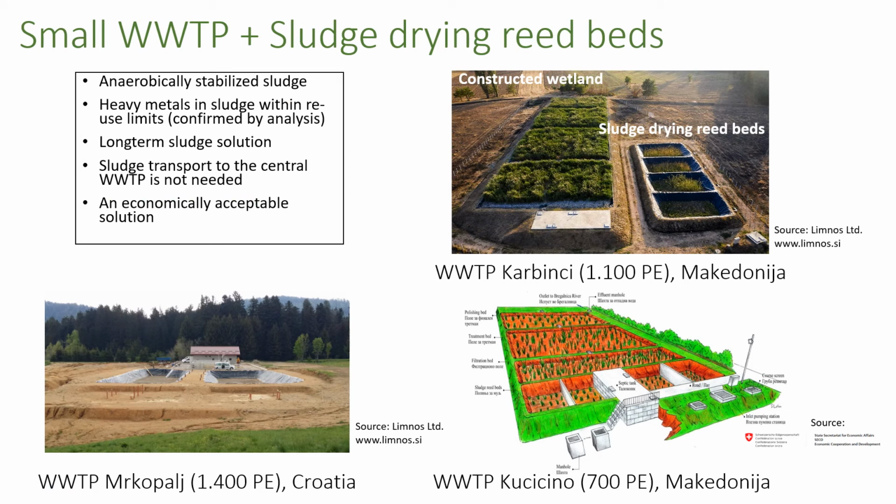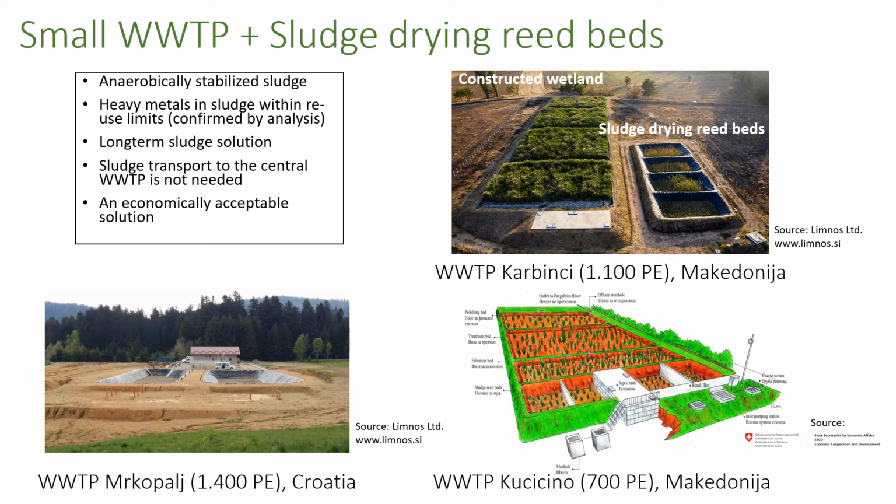Okay, so reed beds can be built both for small agglomerations up to 2000 PE, as well as next to the central wastewater treatment plants to treat activated sludge. It is a matter of economics. Here are shown 3 examples of sludge treatment with the use of sludge drying reed beds from the region. On the right, there are 2 examples from Macedonia, and on the left is 1 example from Croatia. They're all treating sludge from small wastewater treatment plants.